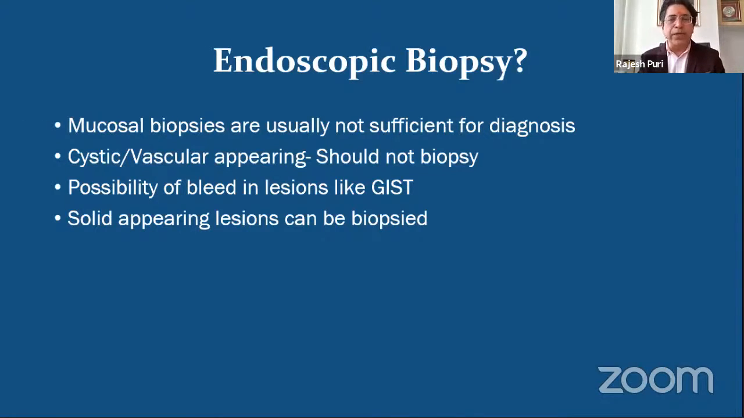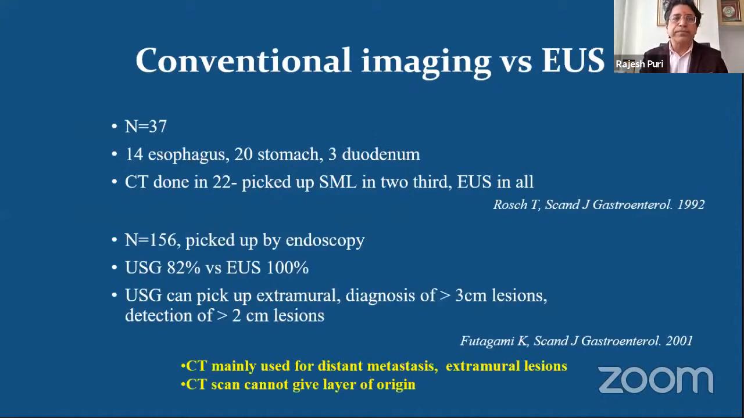Generally, mucosal biopsies are not sufficient for diagnosis, and cystic and vascular appearing lesions should be avoided. The possibility of bleeding can happen in patients with GIST, and those lesions which appear solid or ulcerated, you can biopsy. So if you are not very sure about the nature of the subepithelial lesion, I suggest we should not take the endoscopic biopsy. Either you are getting only the mucosal component, or if it is vascular or cystic, the chances of bleeding and rupture of the cyst are there.